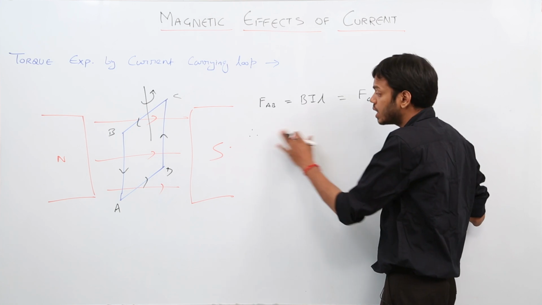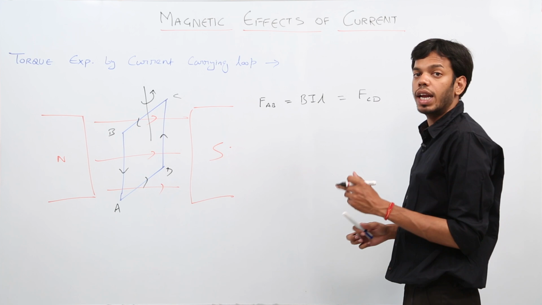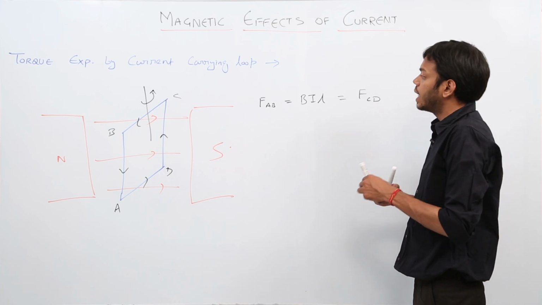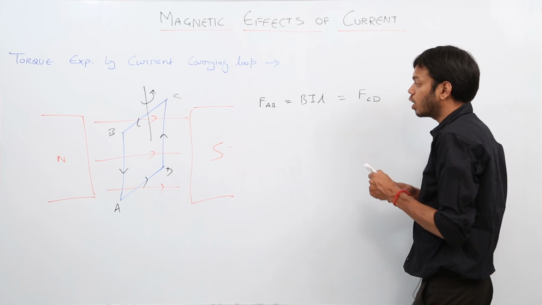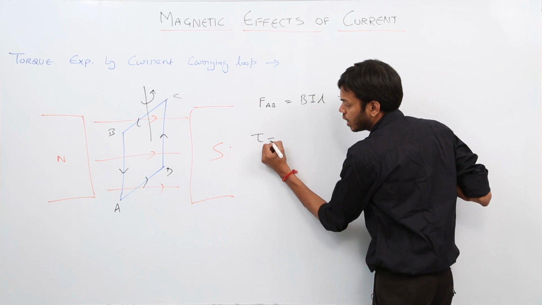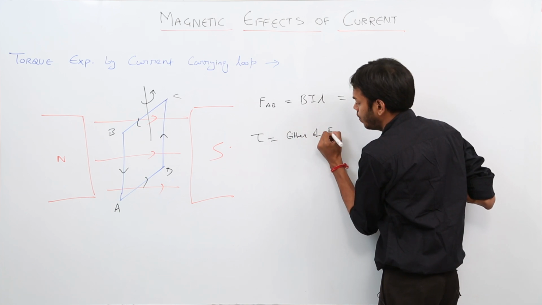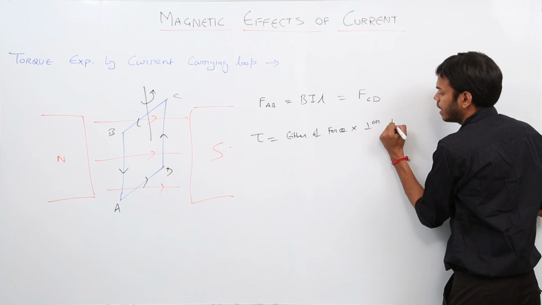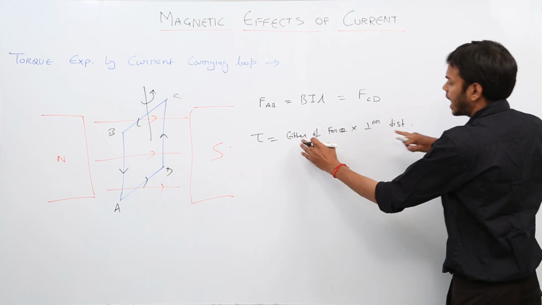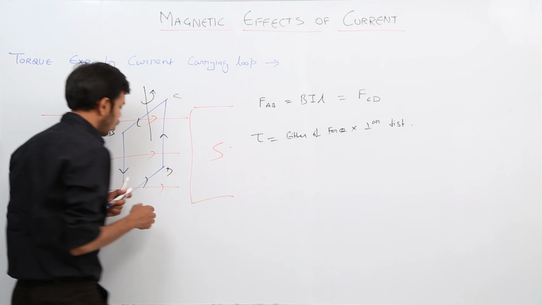What are the statements? Since the loop is under the action of two equal and anti-parallel forces, the net result is the torque, and torque is given by what? Either force into perpendicular distance, right?